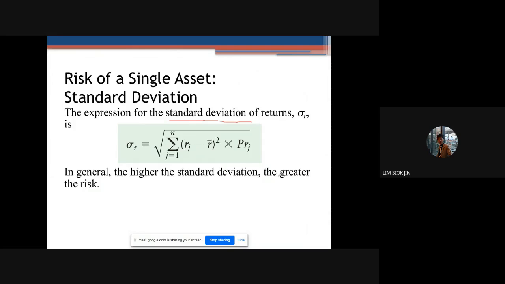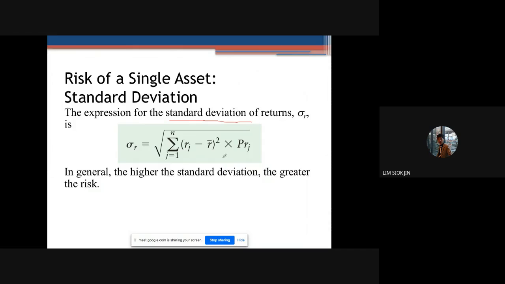Very, very sure your return is 15%. No risk, no change, no risk. That is when your standard deviation is zero. But in most investments and businesses, the standard deviation is not zero. Sure got risk. So the risk comes from this formula.